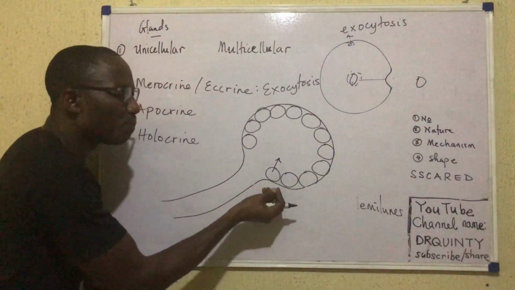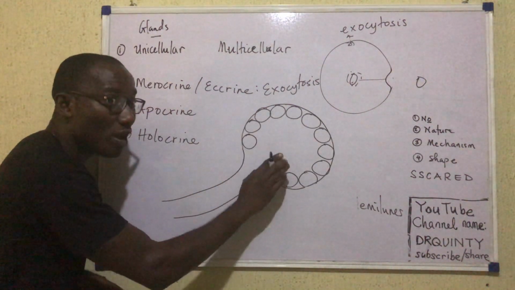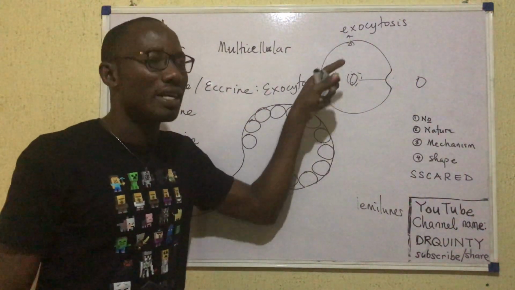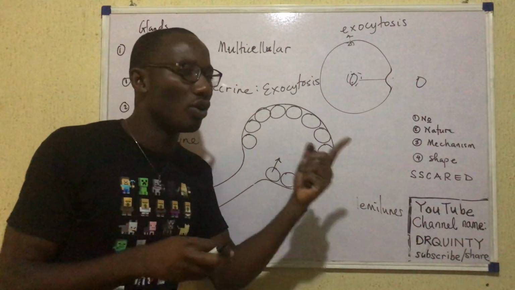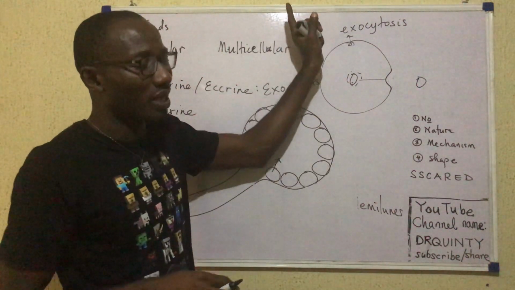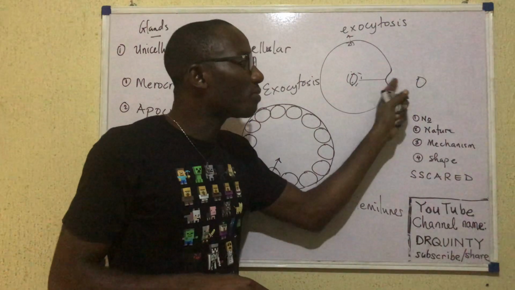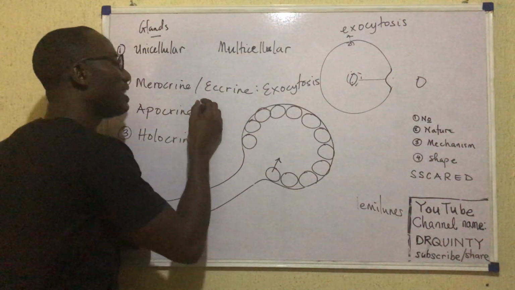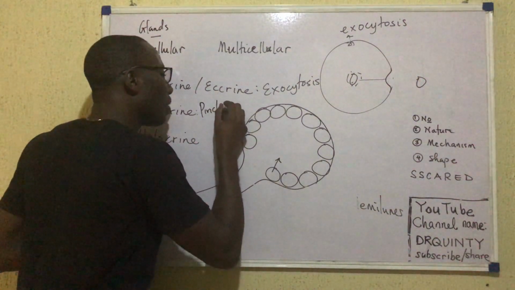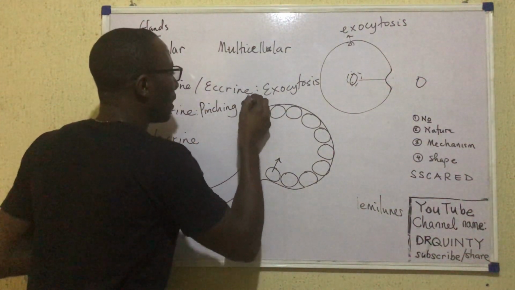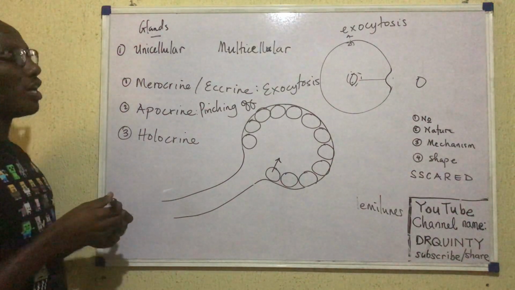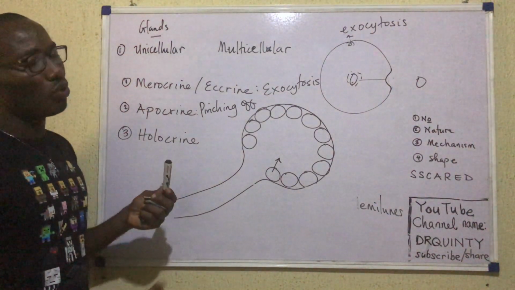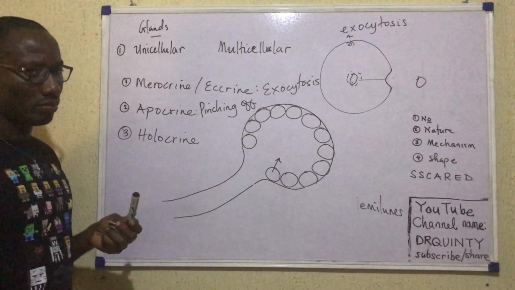So when there is pinching off as a way of release, that's different from exocytosis. In exocytosis, cytoplasm is not lost. Only the material goes out on its own. But in this case, some cytoplasm is lost. And that case where you have a pinching off is where we refer to the gland as what now? An apocrine gland. So in apocrine glands, there's pinching off of a portion of the cell to release its secretions.